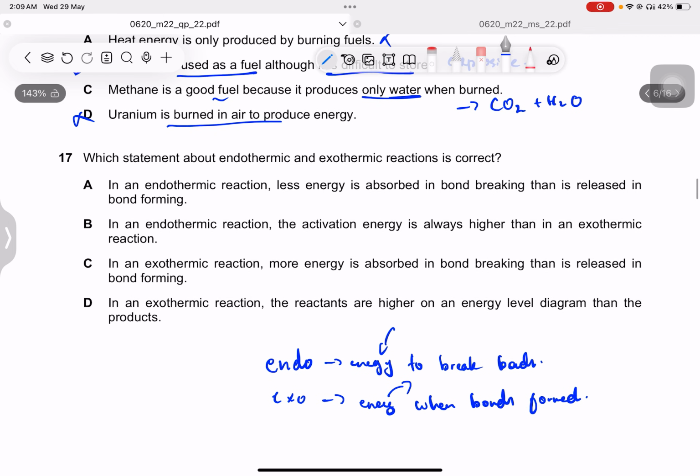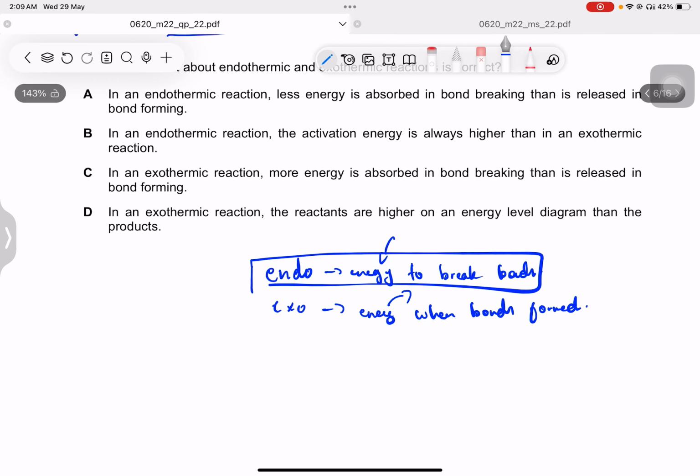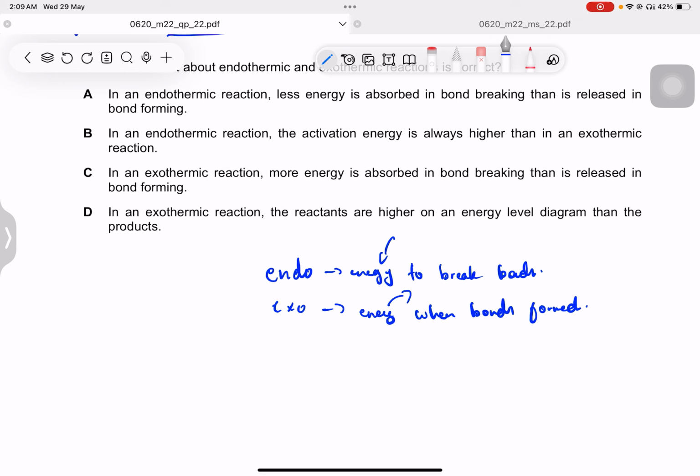So now we can look at the question. First, we get our theory together. Endothermic exactly means energy absorbed to break bonds, and exothermic means energy released when bonds are formed. Now, what is an endothermic reaction? The entire reaction is endothermic when more energy is absorbed than energy released, because that's why we get the enthalpy change as positive, the overall energy change. So the energy absorbed is greater than the energy released.